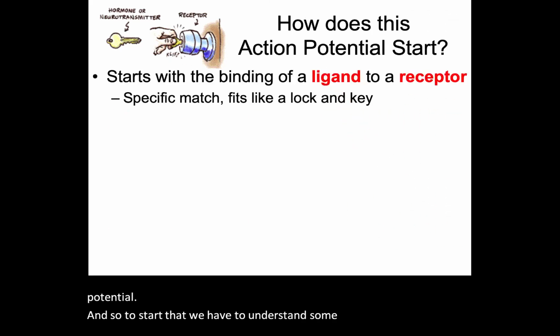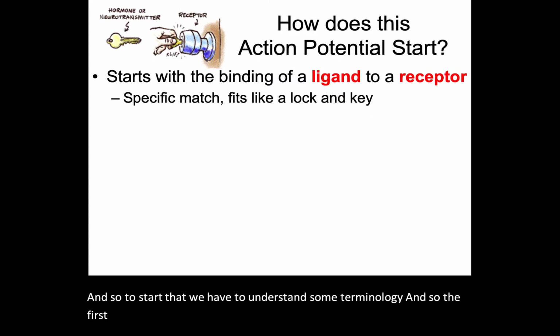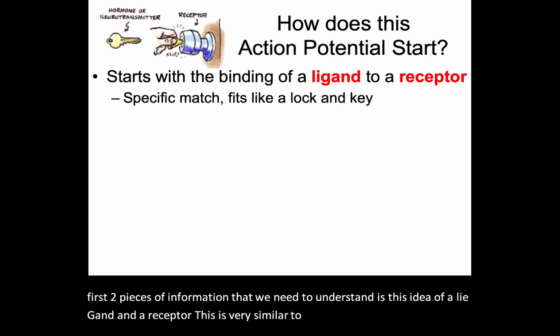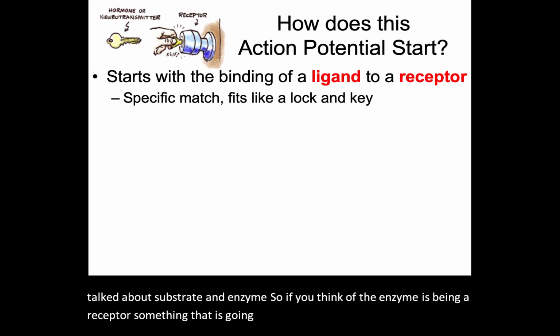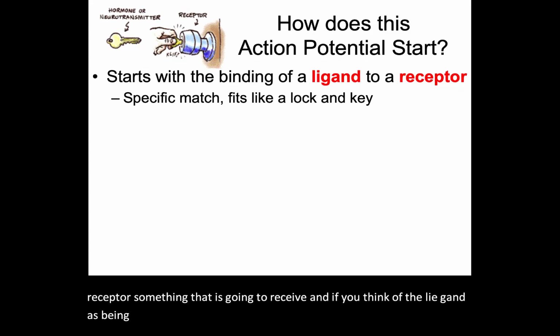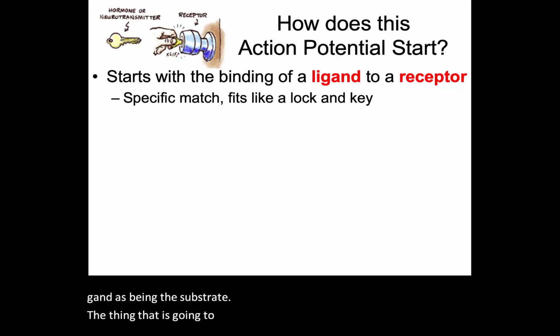The first two pieces of information that we need to understand are the idea of a ligand and a receptor. This is very similar to what we looked at when we talked about a substrate and an enzyme. If you think of the enzyme as being a receptor, something that is going to receive, and if you think of the ligand as being the substrate, the thing that is going to bind to it, this will be a pretty easy concept for you to understand.